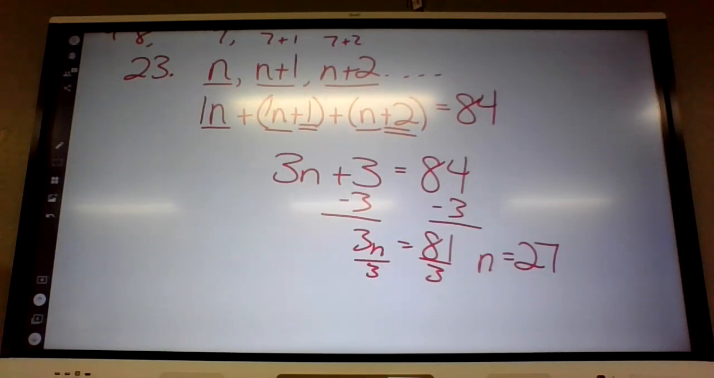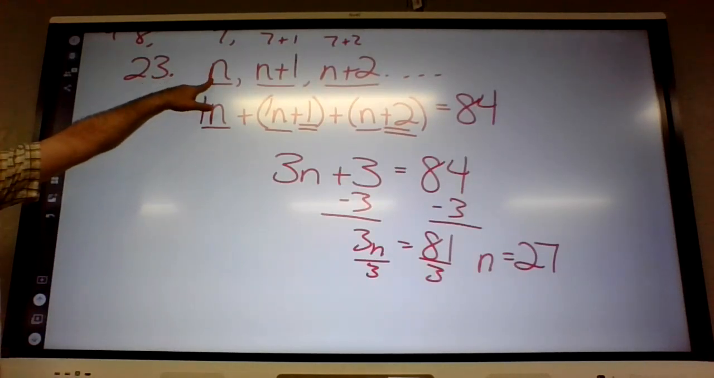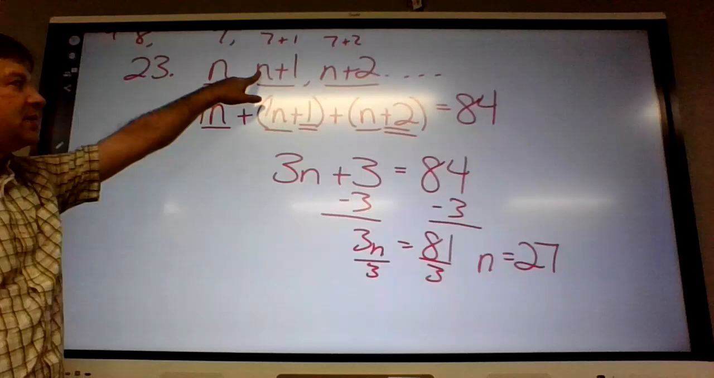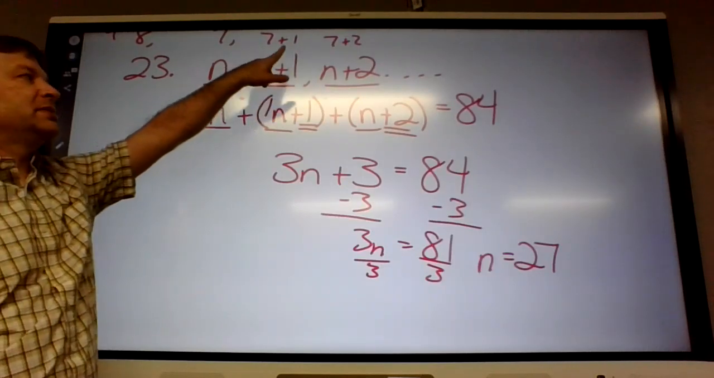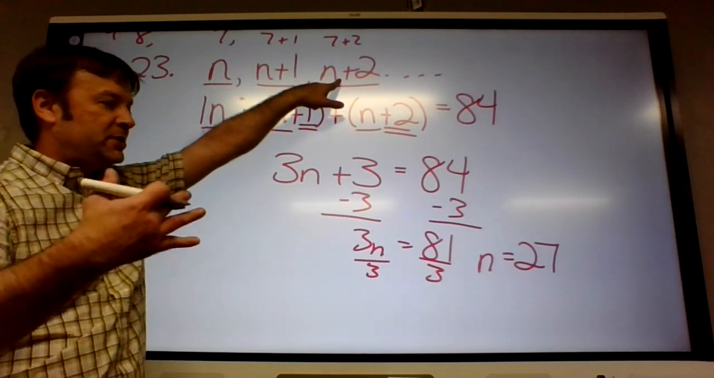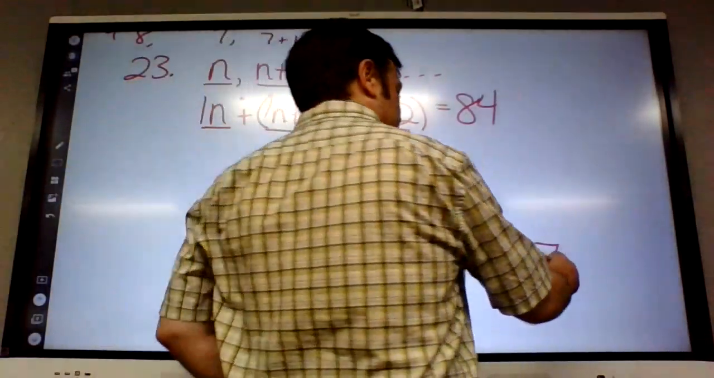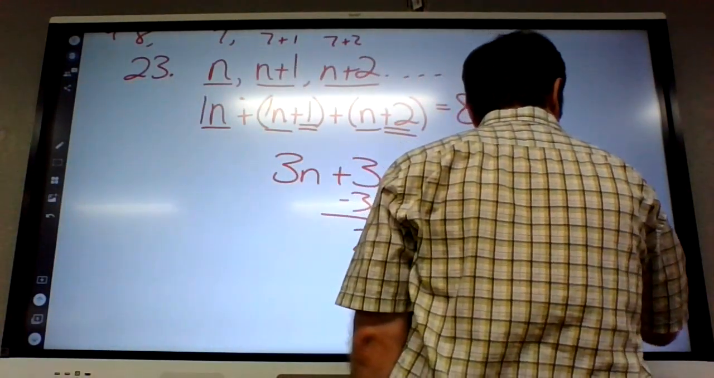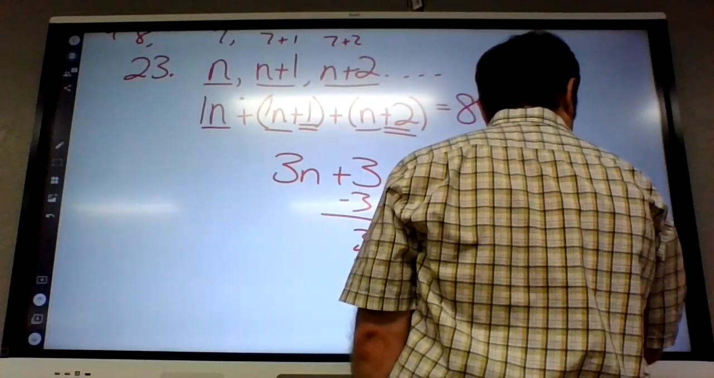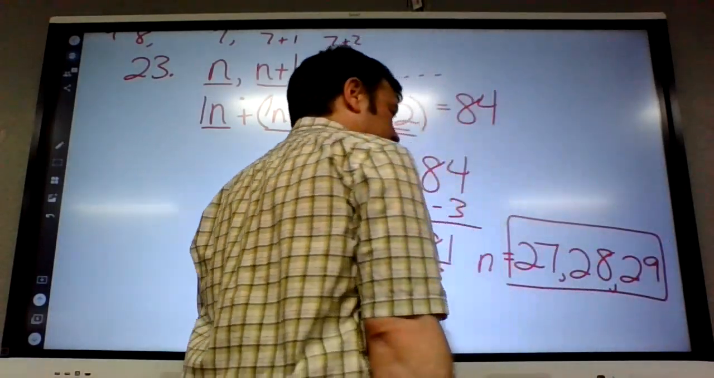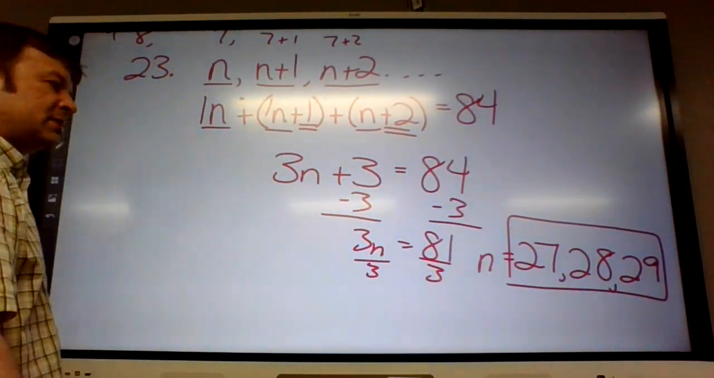Okay, is n equals 27 the answer? Kind of, but it's only one of the answers. So if n is 27, what's the next consecutive integer? 28. Right, 27 plus 1 is 28. 27 plus 2 is 29. They're just consecutive integers. And you could check this because these 3 are supposed to add up to 84, based on what the problem said. Do they add up to 84? Well, yes they do.